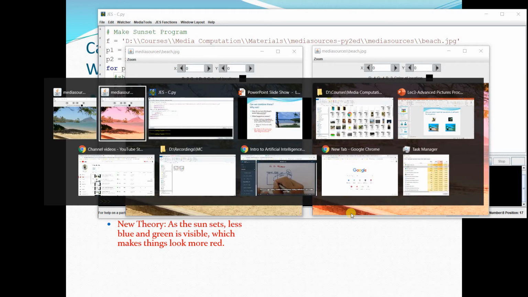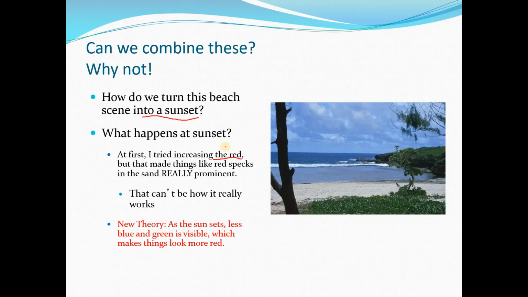That's the problem. The scientists, they did experiment with this thing, and they found out that if you increase the red color, it will not make the sunset effect. Instead, what it will do is that it will try to make everything with red specks. So the sand, for example, it will become red sand, which is not good, and that can't be what it actually happens.